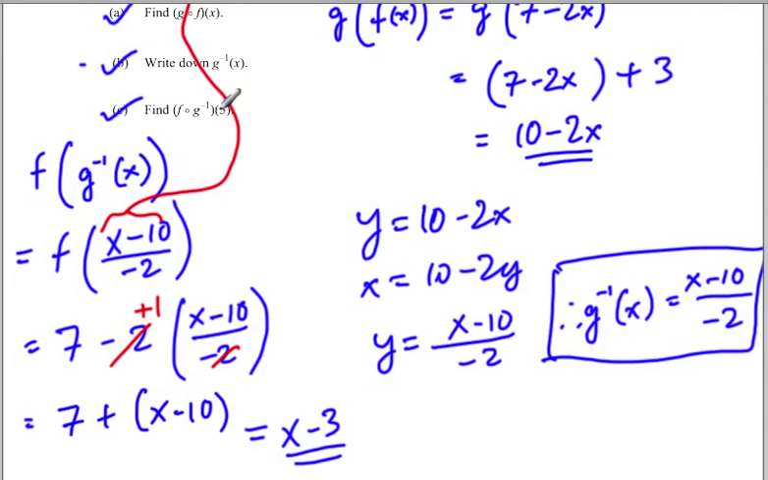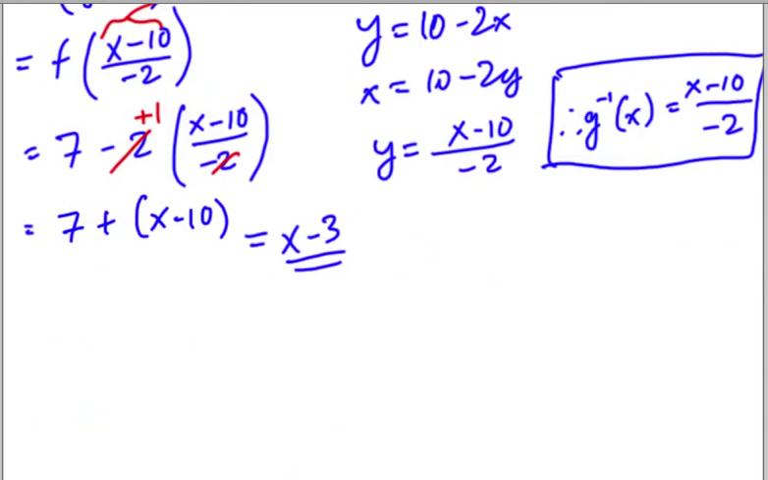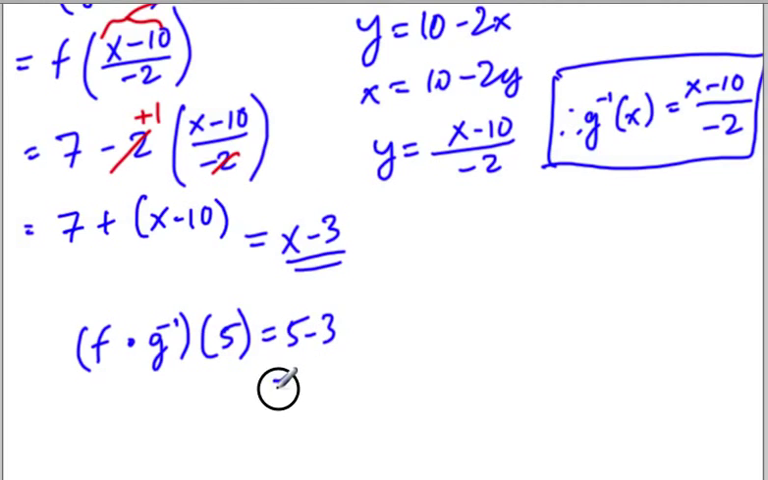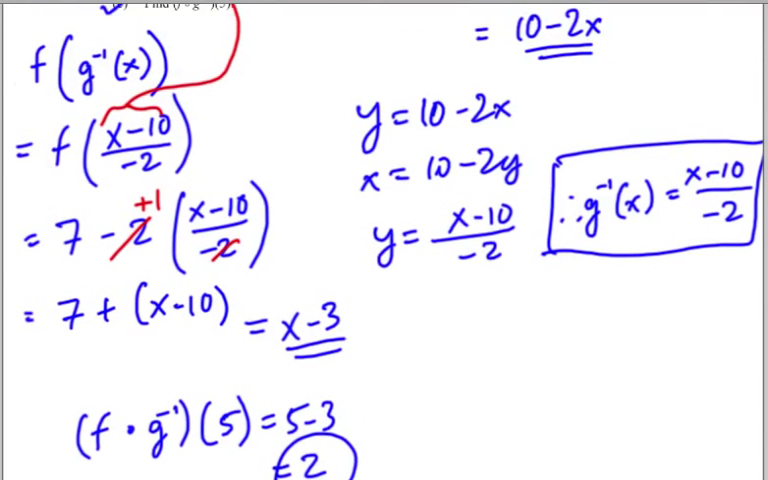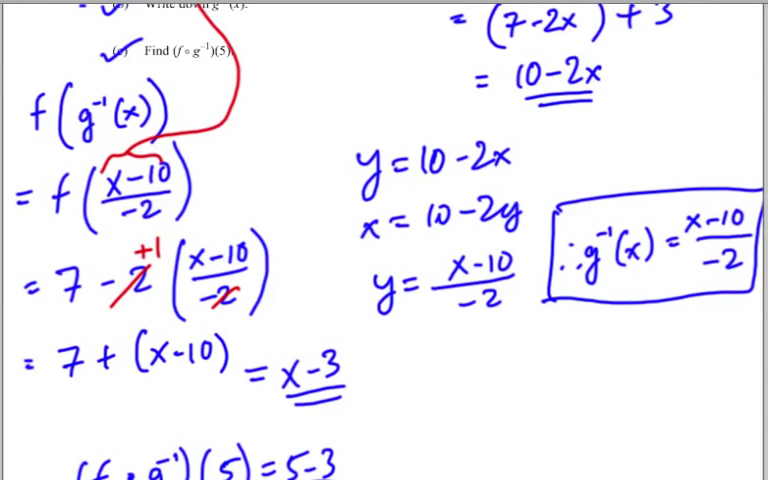Okay, sorry, that's not the solution, because that's just f of g inverse of x. Now we need to plug in 5, so f of g inverse of 5 is simply 5 minus 3, which is equal to 2. So the answer is 2 for part C.